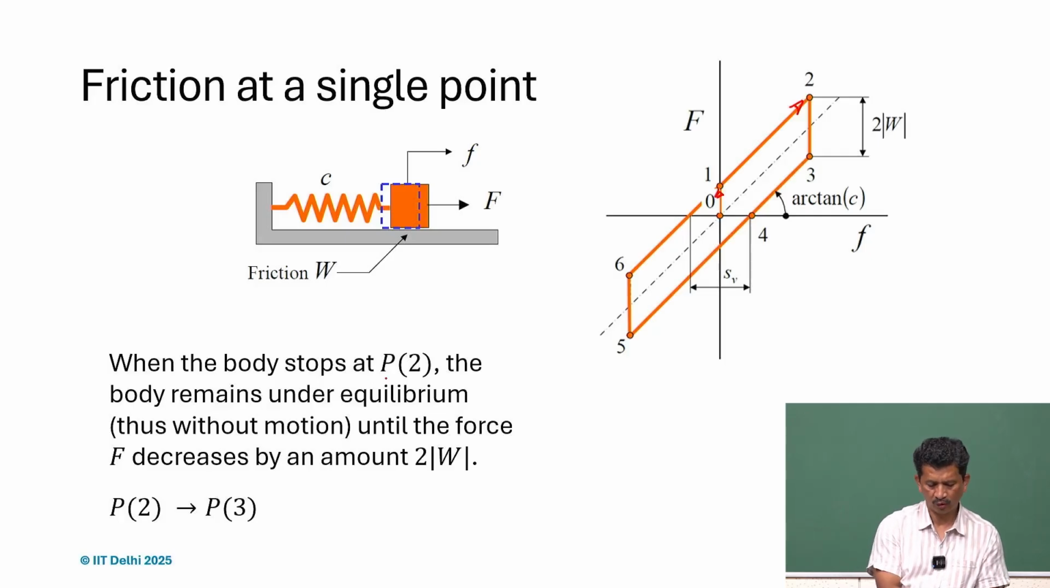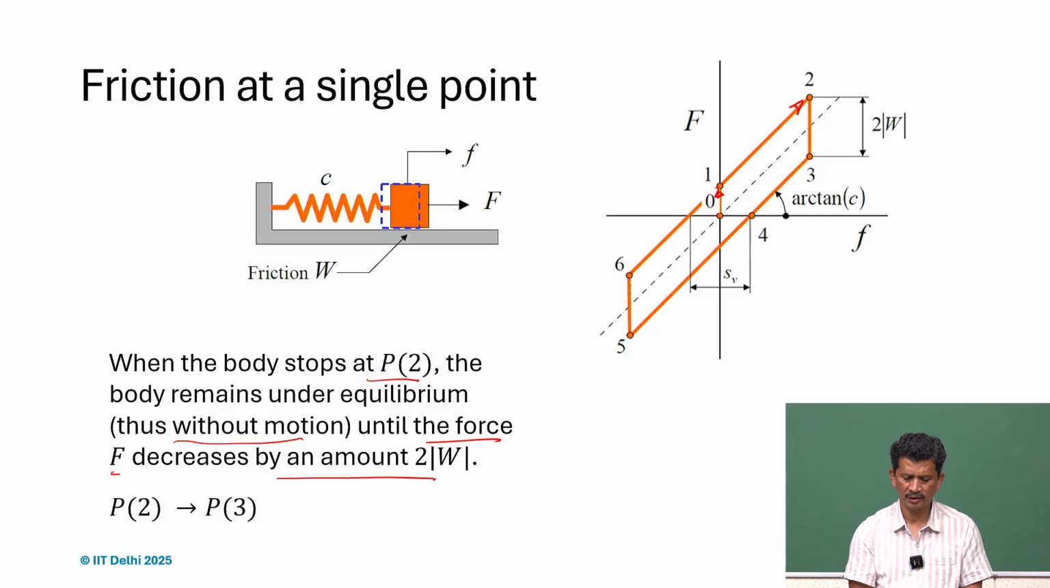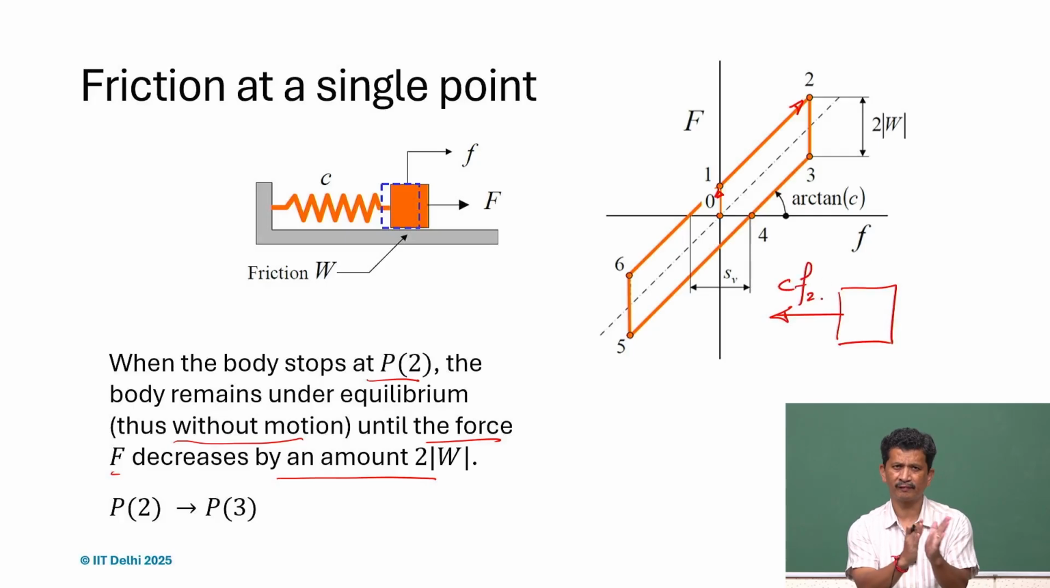So the body stops at P2, so there is force applied. But what happens is that at that point there is no motion, but the force is not the same. Now force has to change. Why? Because yes, this is C and x2 we call it, whatever is the deflection, that is the force applied by the spring. This was the force.